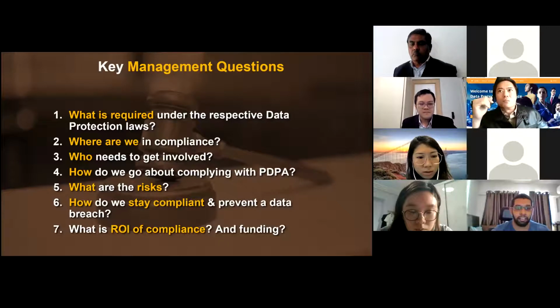Ali, when you're looking at firms, you'll be looking at what the risks are and how they mitigate them, right? And this is for all entrepreneurs. You want to know whether you are at risk of PDPA, and then only can you decide your budget. How do you stay compliant and prevent a data breach? Number 6 is actually a regulated question, okay? They don't ask you, are you compliant?